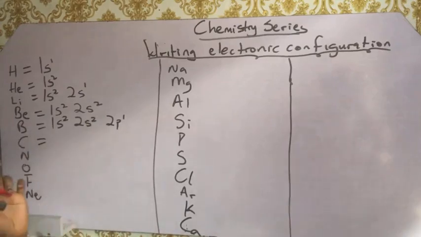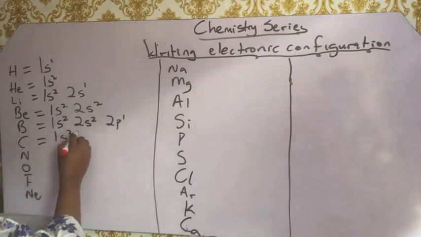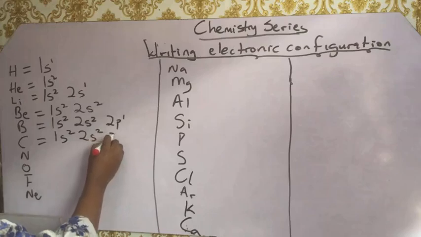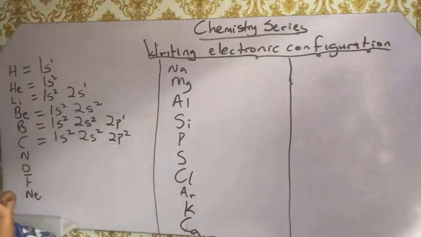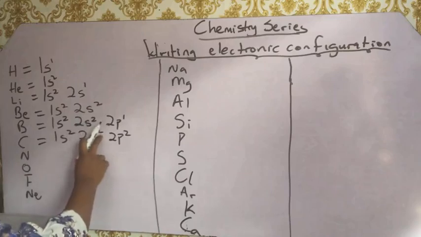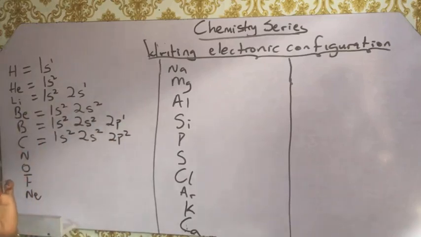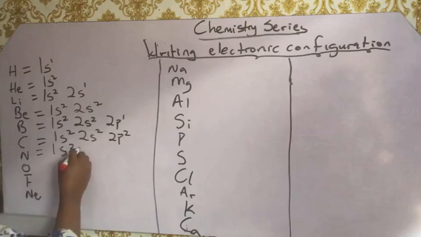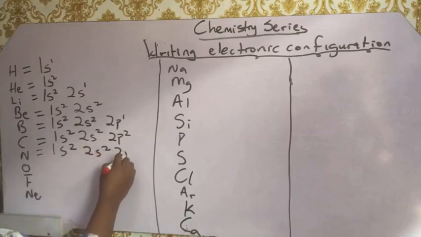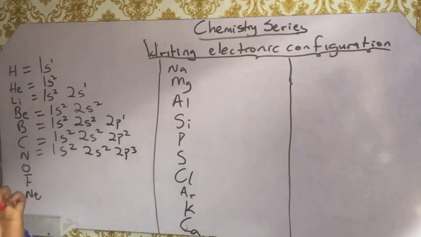We have carbon, which has 6 electrons. That is 1s2, 2s2, and 2p2. So you can see 2 plus 2, 4, 4 plus 2, 6. Then we also have nitrogen. Nitrogen has 7 electrons. That's going to be 1s2, 2s2, 2p3. You can see it's quite simple.